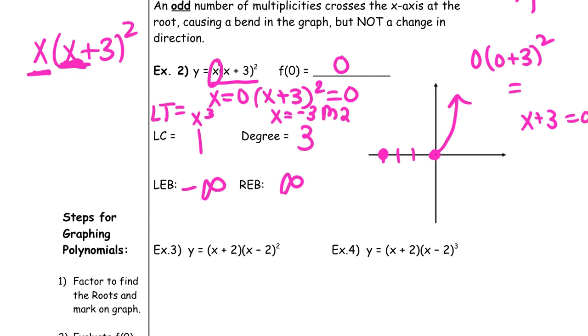At x equals 0, what's the multiplicity? It's just 1, isn't it? X to the first power. So that means it's going to cross. It's going to come down. It's going to come back up to get this root. But this has a multiplicity of 2, doesn't it? So therefore, it's going to bounce and go back down. What was the left-end behavior? There you go.